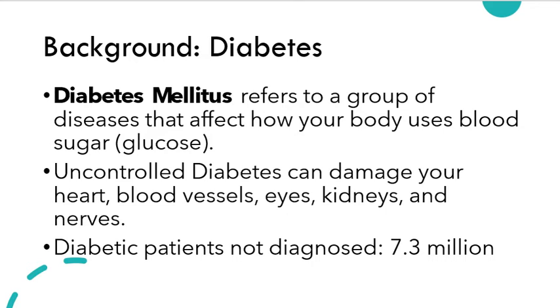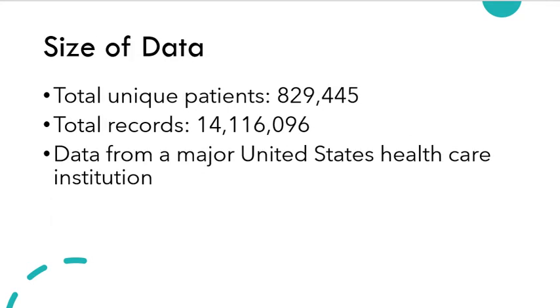In addition, according to the American Diabetes Association, in 2018, of the 34.2 million adults with diabetes, 26.8 million were diagnosed and 7.3 million were undiagnosed. The size of the data includes over 800,000 unique patients and total records is over 14 million. Also noting, the data is simulated data from a major healthcare institution in the United States.